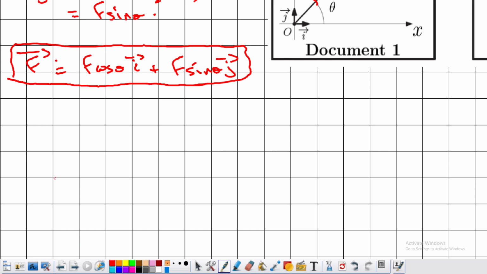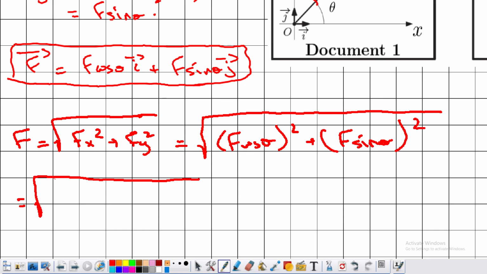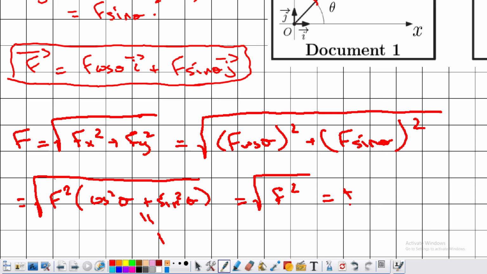So if you are interested in determining the magnitude, then f is equal to the square root of fx squared plus fy squared. Now the x component is given by f cosine theta, so (f cosine theta) to the power 2 plus (f sine theta) to the power 2, which is equal to the square root of, if we take f squared as a common factor, cosine squared theta plus sine squared theta, and this is equal to 1, which is equal to the square root of f squared, which is equal to plus or minus f, and we are always interested in the positive solution, so indeed the magnitude of f is f.